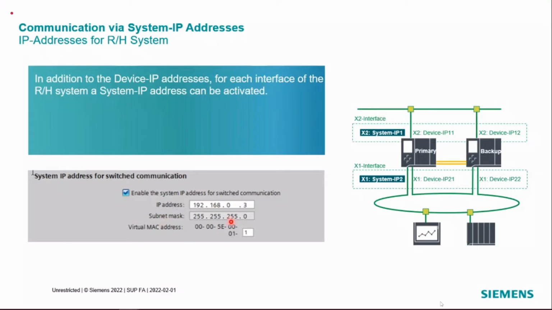I can enable the system IP of the PLC, and this system IP is basically a single IP which is common for both the PLCs. Whoever is the primary, the system IP will reside on that primary CPU. So if there is a changeover from primary to backup, and the backup CPU is now the primary CPU, the system IP will automatically move to this CPU. Again, when the changeover comes back, the system IP will reside in the primary CPU.